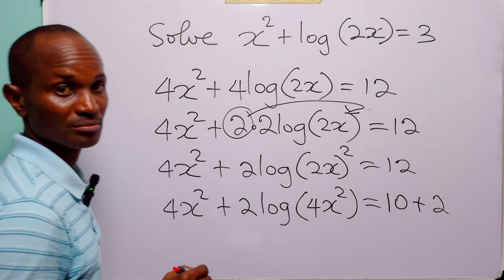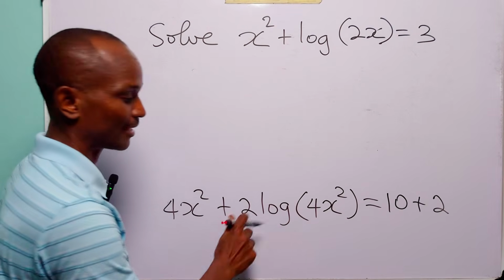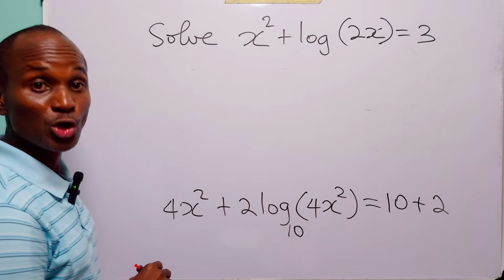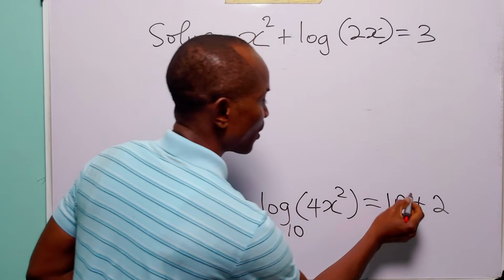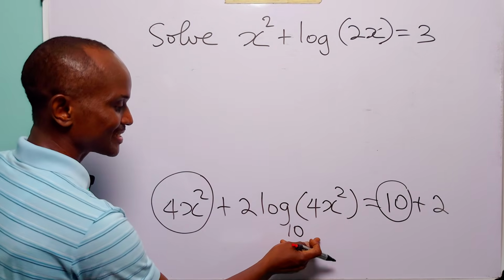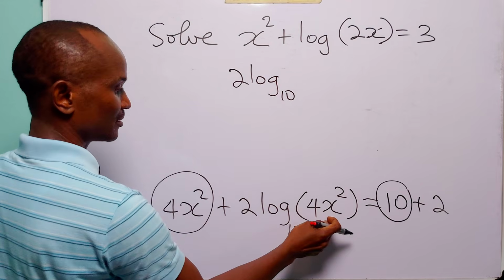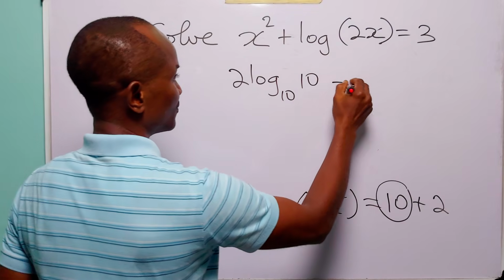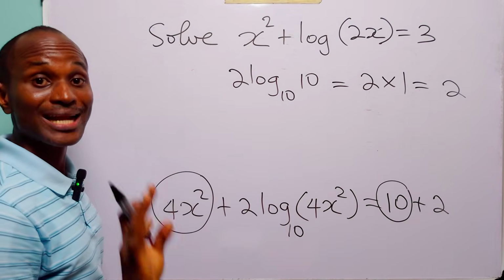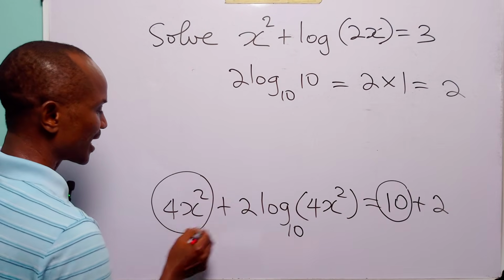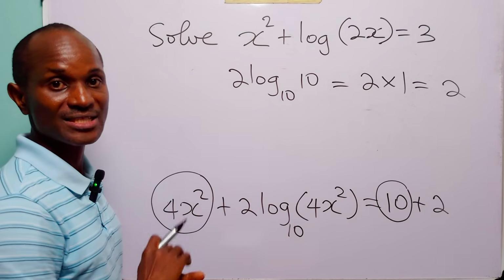10 plus 2. 12 is 10 plus 2. Now, of course, remember that this is log to base 10. And notice that if 4x squared is equal to 10, then this term is going to be 2 times log to base 10 of 10, which is 2 times 1, which is equal to 2. So that simply means that when 4x squared is equal to 10, this logarithmic equation is satisfied.